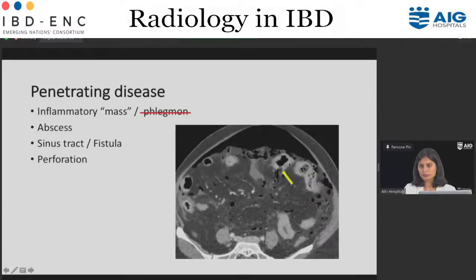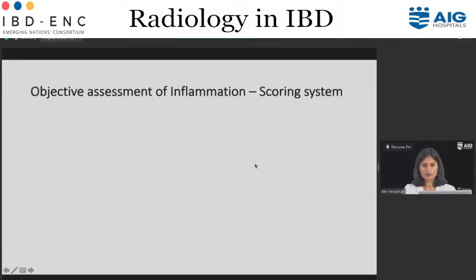This is a patient with a proven IBD where there's enhancing bowel wall thickening. There's a very clear defect in the bowel wall with air pockets extending into the mesentery and a frank pneumoperitoneum. So we do need an objective assessment of inflammation, and for that we do need a scoring system.